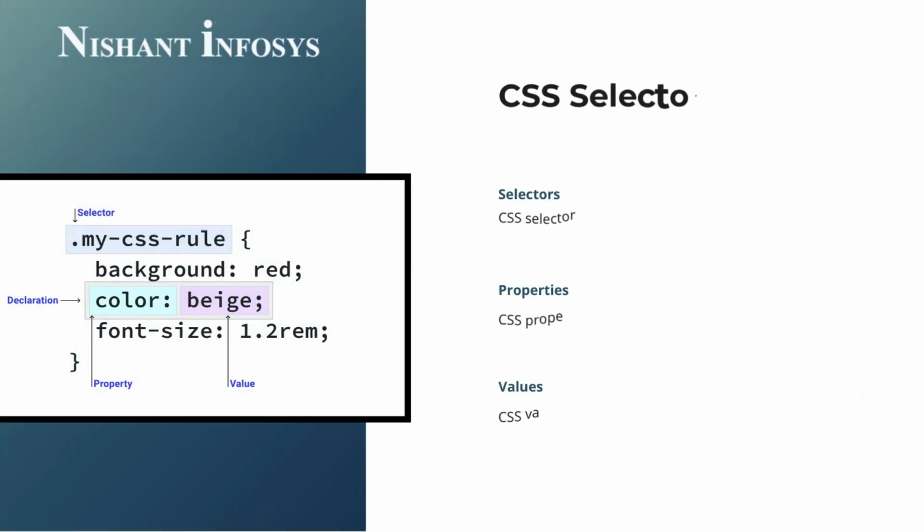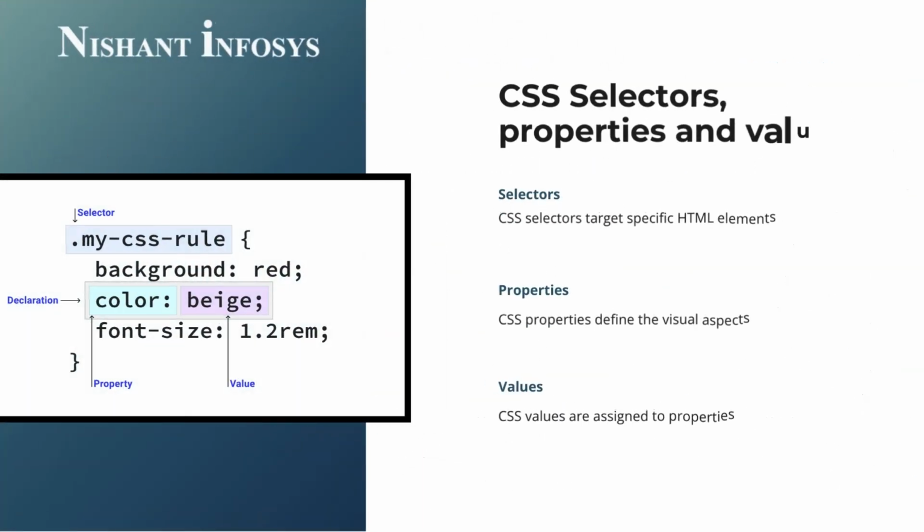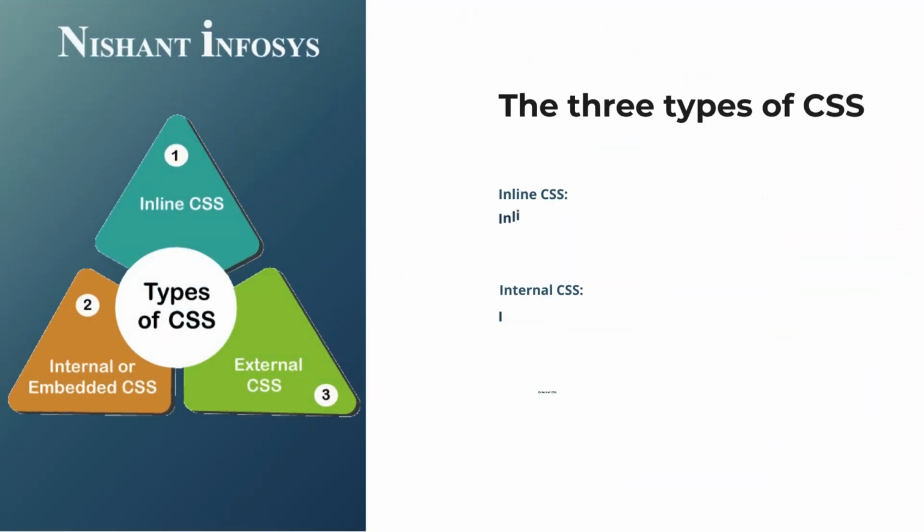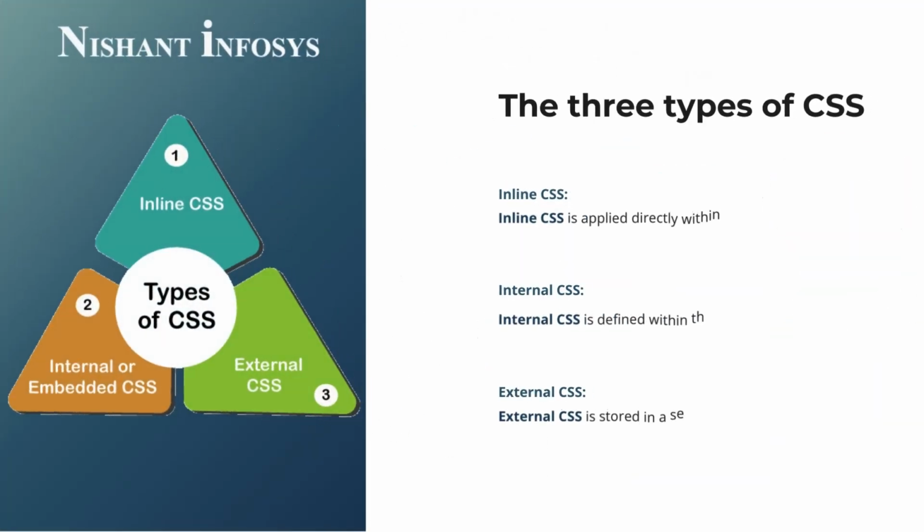Next, let us discuss CSS selectors, properties, and values. CSS selectors target specific HTML elements or groups of elements to apply styling rules. CSS properties define the visual aspects of HTML elements, such as colors, sizes, margins, and fonts. CSS values are assigned to properties to specify how elements should be styled, ranging from colors and sizes to complex layouts and animations. Now, let us talk about the three types of CSS.